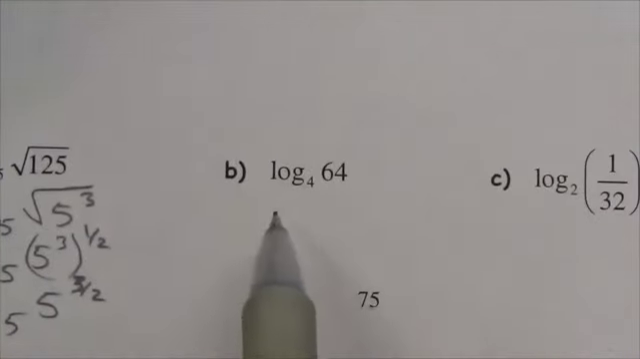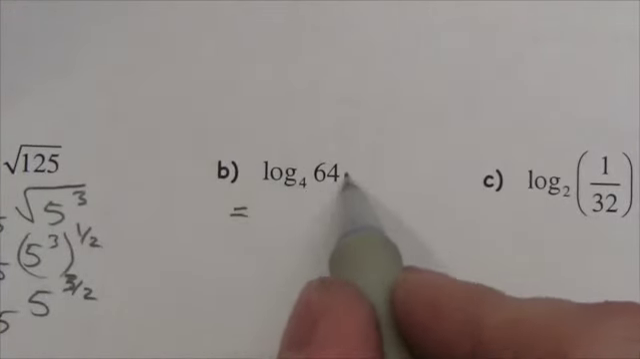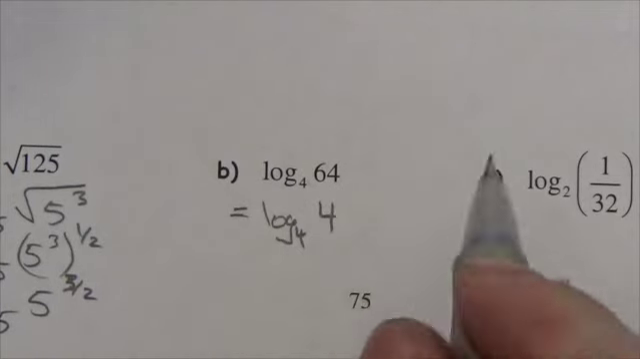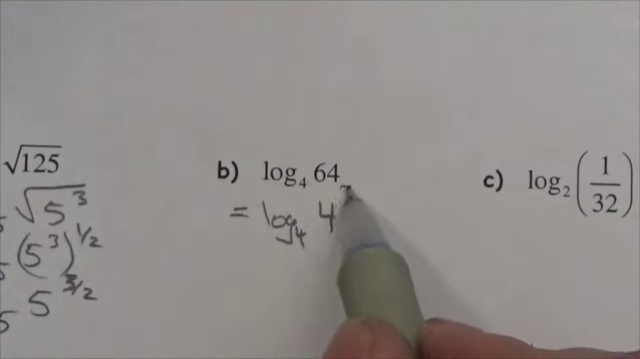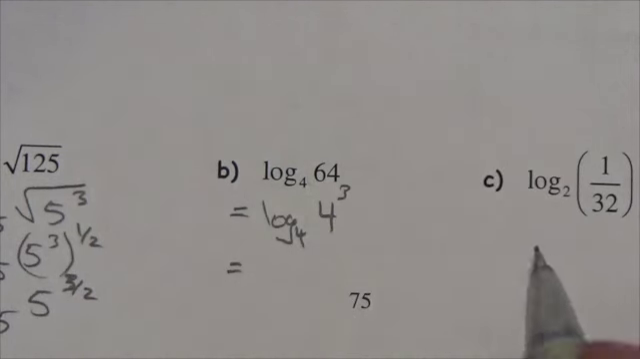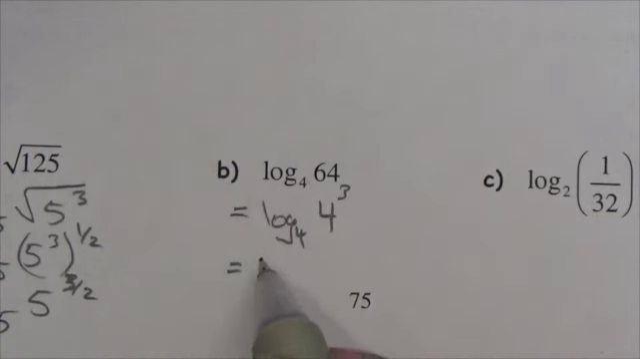Now let's take a look at this next one. A similar sort of problem here. The base is 4. I've got a 64 here. What I want to do is try to write 64 as some power of 4. And it turns out that's pretty easy because 64 is 4 cubed. And now this pattern is, again, something I'm familiar with. Log base 4 of a power of 4, the result is just the exponent. So log base 4 of 4 cubed is 3.